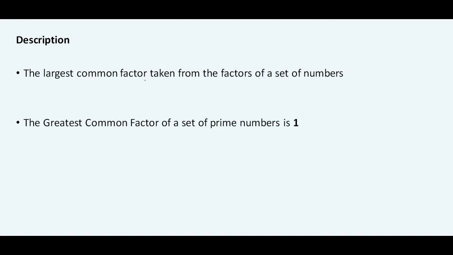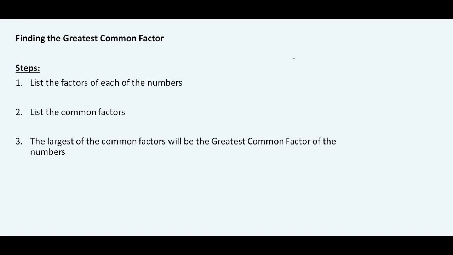So the greatest common factor is the largest common factor taken from the factors of a set of numbers, and the greatest common factor of a set of prime numbers is 1. Let's look at how we can arrive at the greatest common factor. We want to first list the factors of each of the numbers. Then we will look at the common factors. We'll list the common factors and then select the largest number from the list of common factors.